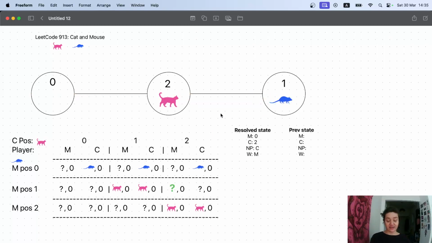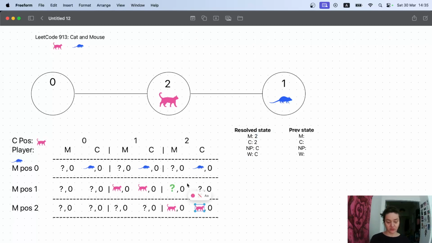To make things shorter, I'm skipping all the other deduced resolved states and I'm moving on to this one. Okay? With your permission, I'm just jumping to this resolved state and we'll try to deduce from it. So where's the mouse? 2. Where's the cat? 2. Whose turn is it? The cat, and the winner is the cat. So mouse at 2, cat at 2, cat turn, winner is cat. This. Let us try to resolve from it. Let us draw it. Sorry, mouse at 2. Yeah, I made a mistake. Mouse at 2.